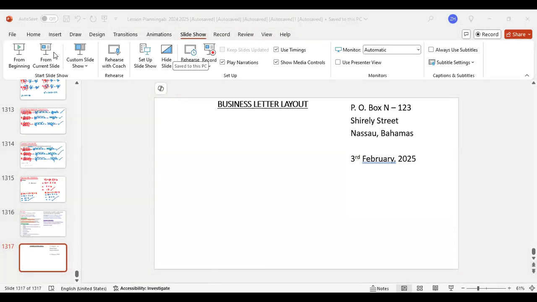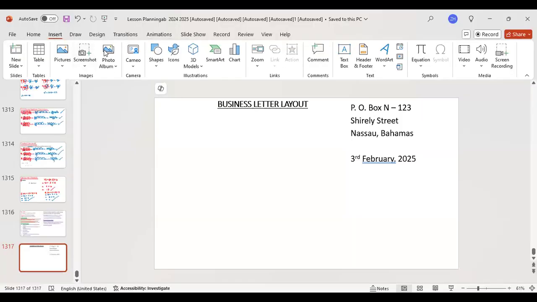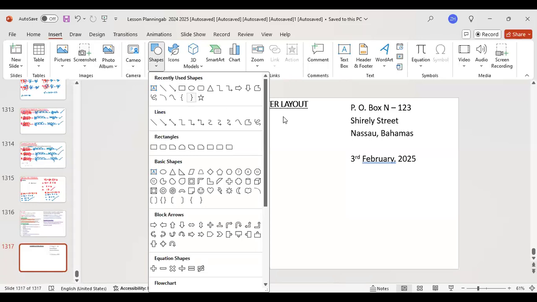So this right here is what we call the sender's address and date. Let me make sure I outline this for you all. Let me label this properly. We call this the sender's address and date. Like I said, it's gonna be on the top right.